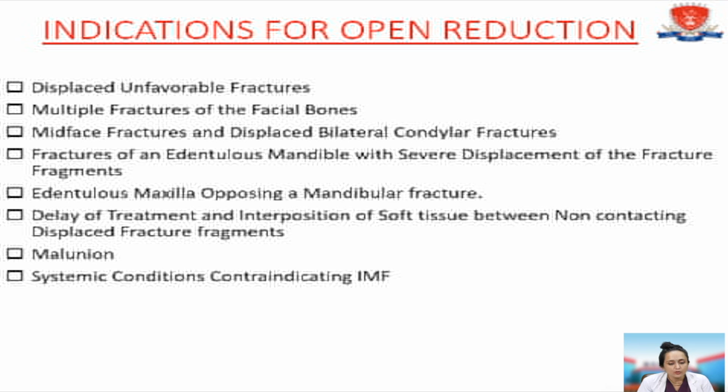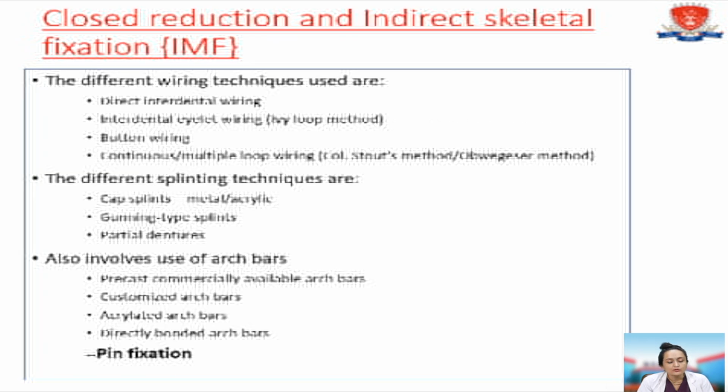What are the indications for open reduction? Displaced unfavorable fractures, multiple fractures are there, and if edentulous maxilla is there opposing a mandibular fracture, then you have to go for open reduction. If there is malunion or systemically if the patient is not fit for closed reduction, then also you have to go for open reduction. So now we come to closed reduction and indirect skeletal fixation.